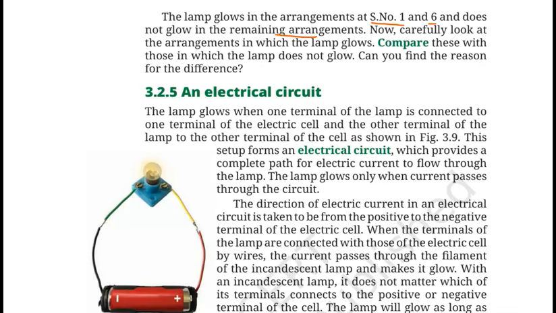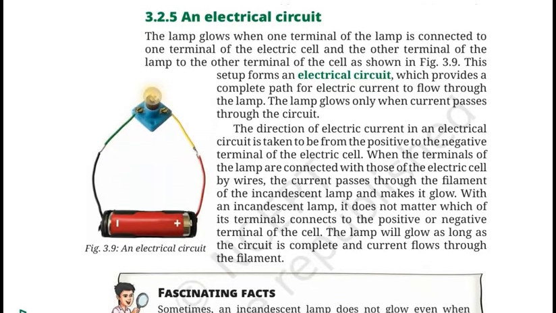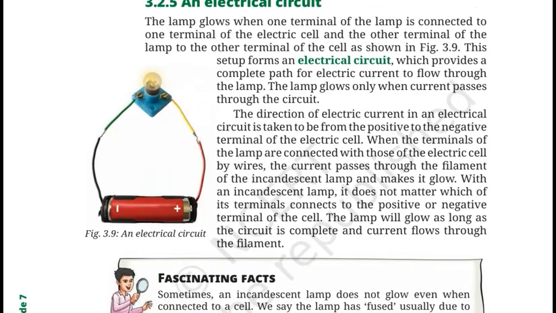Okay, now an electric circuit. So we have done an electric cell. We have done how we can combine the cells to form a battery. We have done how to connect the cell to the electric bulb so that it glows. So let us learn about the electric circuit we just created in the previous activity.